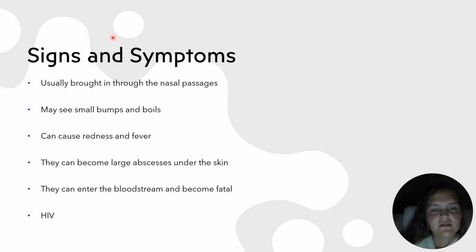So here are some signs and symptoms of MRSA. They're usually carried in the nasal passages. You may see small bumps and boils, and this is usually followed by redness and fever. They can become large abscesses under the skin, usually localized. However, if you do not treat them in time, they can enter the bloodstream and become fatal.